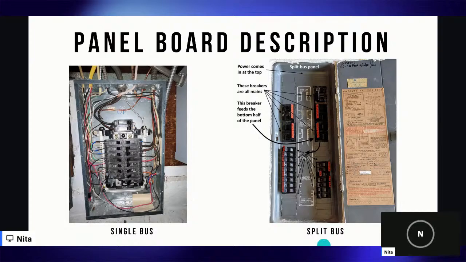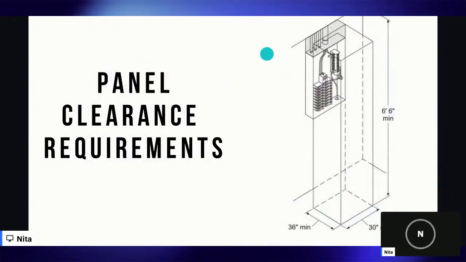That is a defect. Now we have clearance requirements for our panel as well. We need a working space depth, so that's in front of the panel. There needs to be a minimum of 36 inches, or 3 feet. So if we're standing in front of the panel, there should be at least 3 feet of clear space.